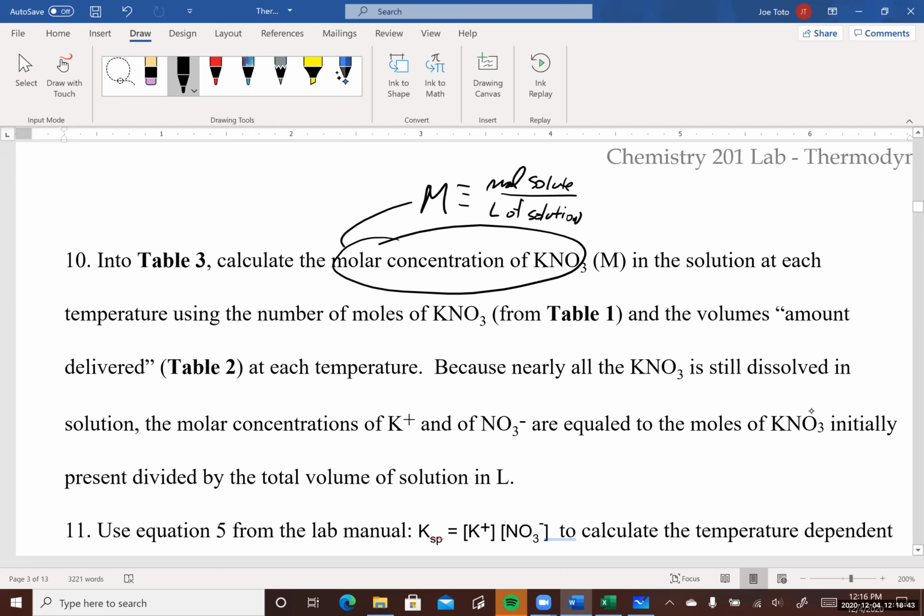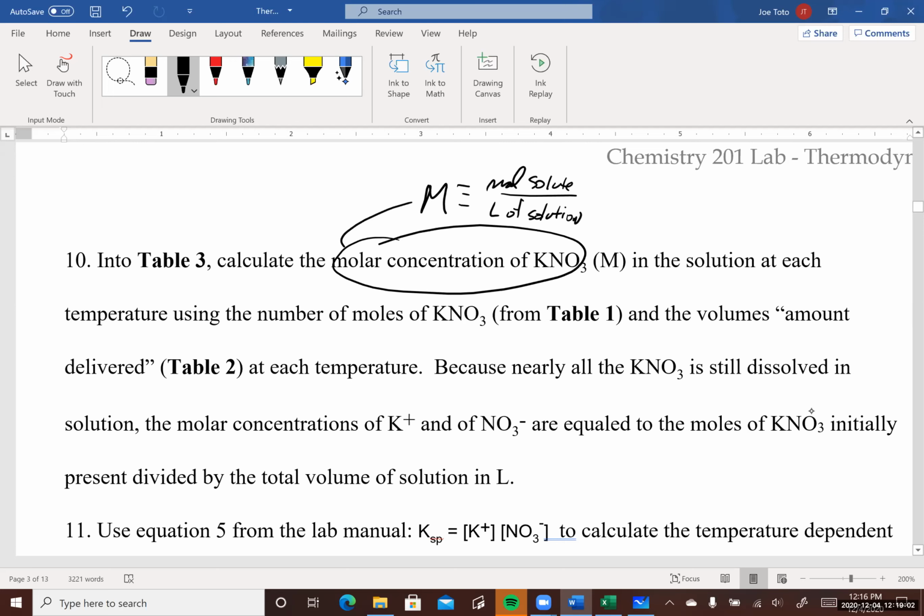All right. And so you should be able to calculate the KSP at each of the 5 different saturation temperatures. Put those in that table.